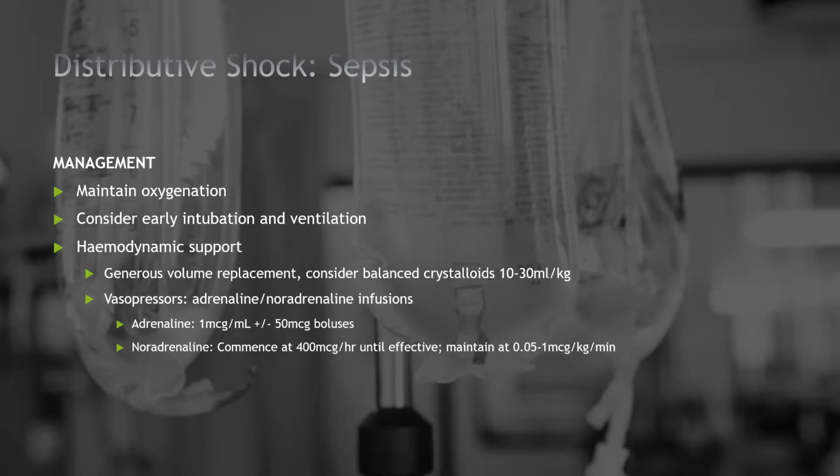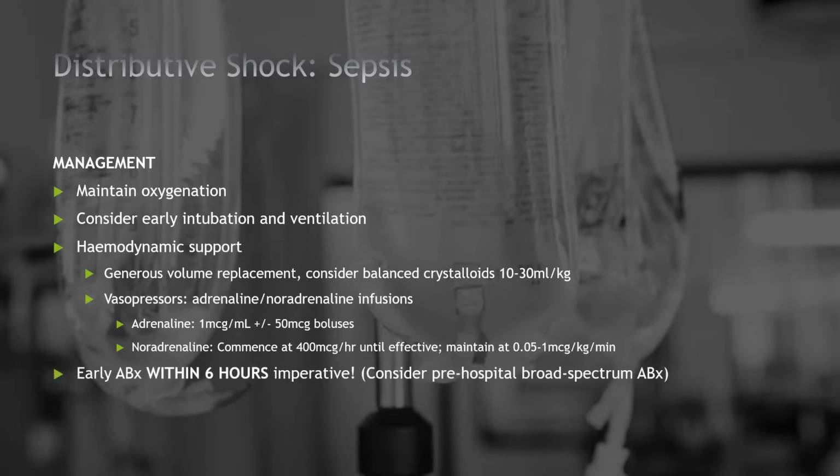And you can achieve this with the regular infusion, or by also administering up to 50 microgram boluses as required. You can also commence a noradrenaline infusion if you've got access to a pump, where you'd start at maybe 400 micrograms an hour until it's effective, and then you'll down titrate, and you can maintain the infusion anywhere from 0.05 to 1 microgram per kilogram per minute.